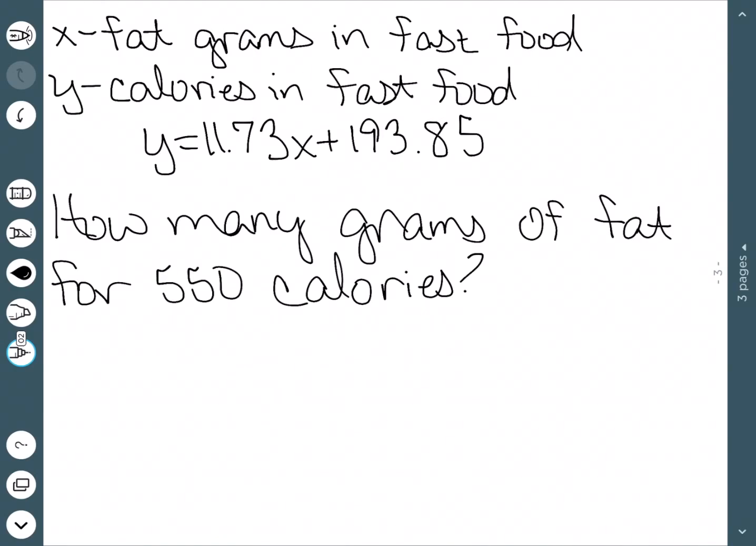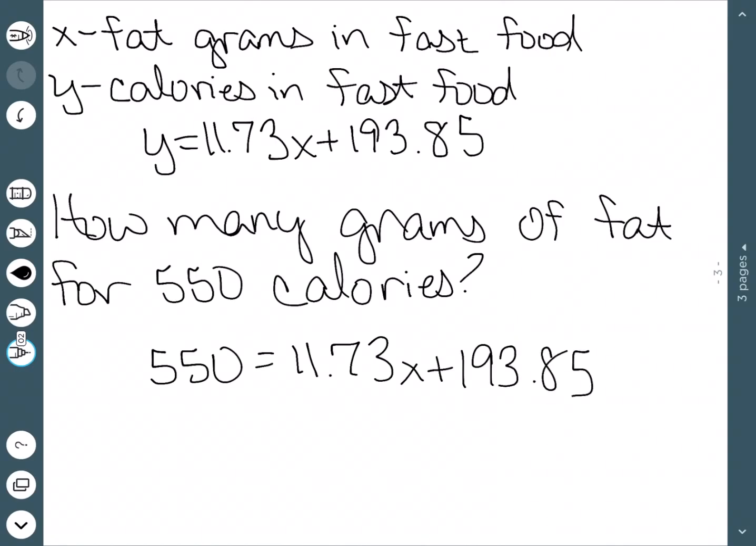And this can go both ways. If I want to know how many grams of fat for 550 calories, well, calories is y. So this time I'm going to use 550 for y. And then once we have that, we can now just solve an equation for x. So it's slightly harder since we have to solve now, but it's not a difficult equation to solve. We'll subtract 193.85 and divide by 11.73, and we get that x is 30.36. So we can see that that's the approximate grams of fat in this particular food.